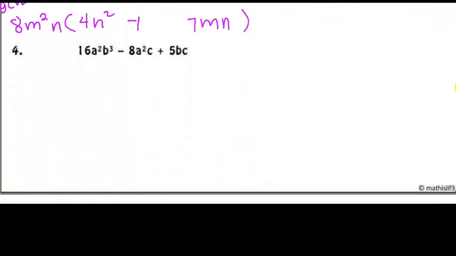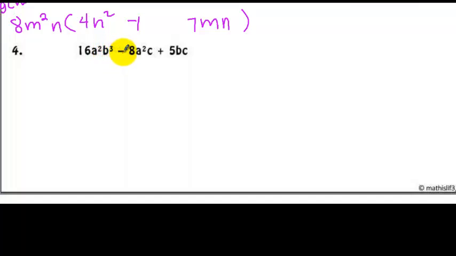For number 4, let's think of a prime number that can divide 16, 8, and 5. We don't have a common factor between 16, 8, and 5. Now let's look at our variable. I have a here, I have a here, but I don't have a here, so a is not a common factor. I have a b here, but there's no b here. Since the middle term is missing the variable b, b is not a common factor. C here, but this one has no c variable. So c is not a common factor.